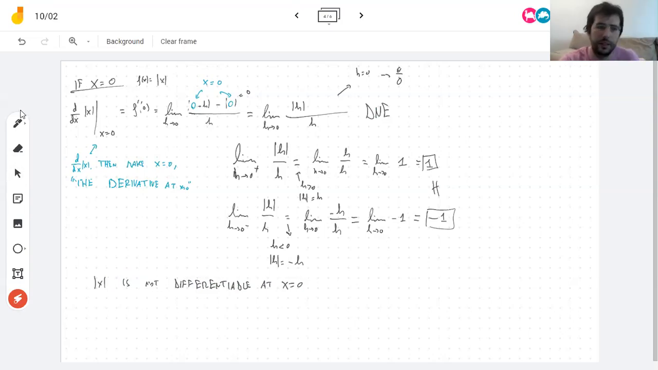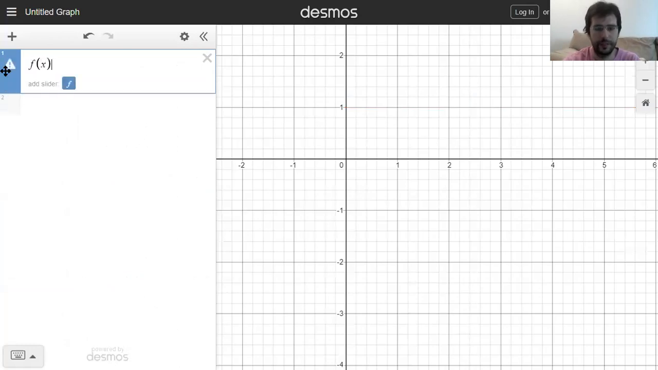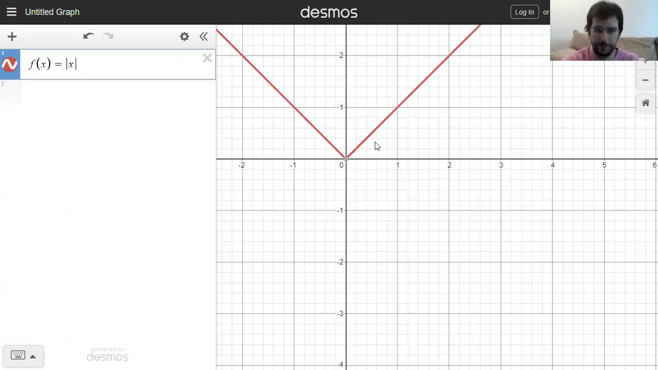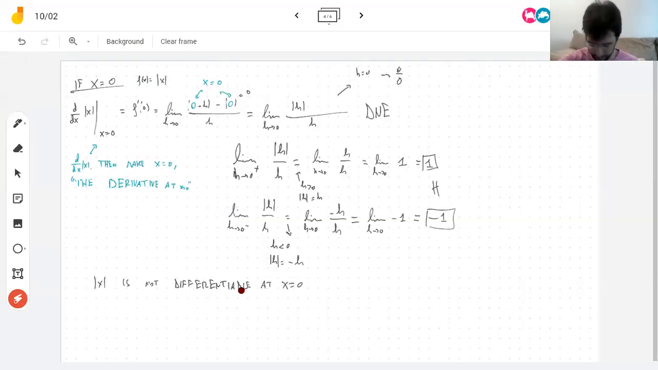Okay, let's look at the graph, see if we understand what's going on. So here's the function we were looking at, the absolute value. And here's the derivative that we just computed, the derivative of the absolute value. Oh, I didn't write the whole formula. The derivative of the absolute value is 1 if x is positive, -1 if x is negative, and it doesn't exist if x is 0.